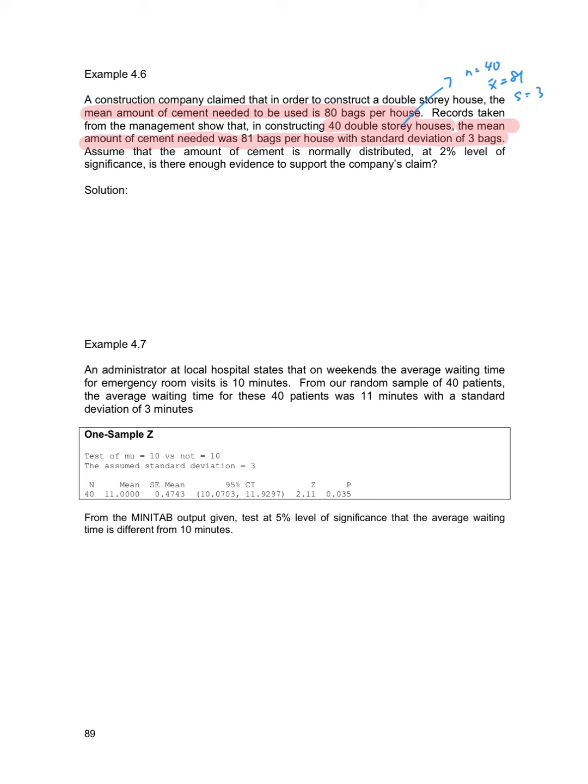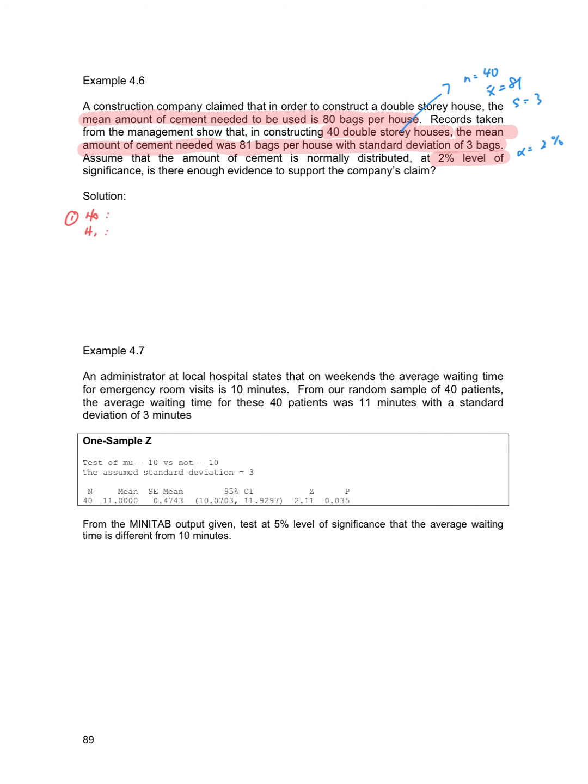Now we want to test at 2% level of significance. So 2% level of significance is our alpha. So alpha equals to 2%. So let's write the H0 and H1. Okay, step number 1. So still we want to test on mean. So mu equals to 80 versus mu does not equal 80.